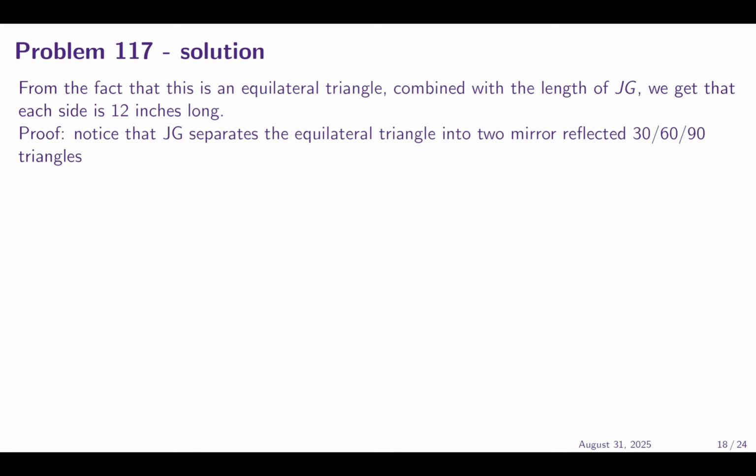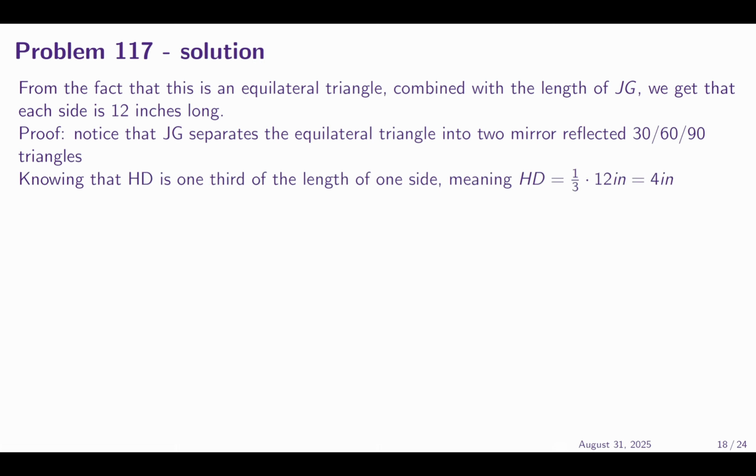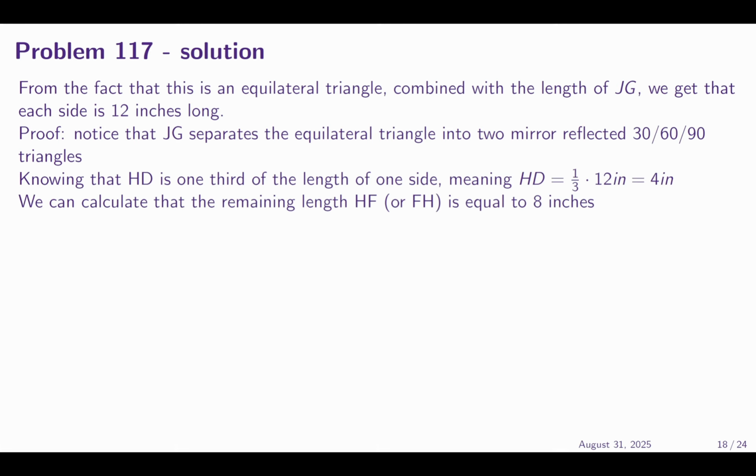Notice that JG separates the equilateral triangle into two mirror-reflected 30, 60, 90 triangles. Knowing that HD is 1/3 of the length of one side, meaning HD is equal to 4 inches, we can calculate that HF is equal to 8 inches.